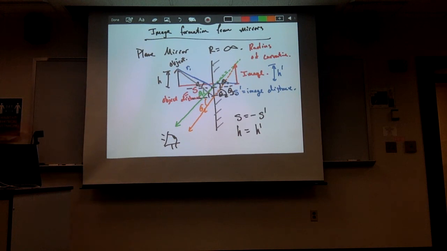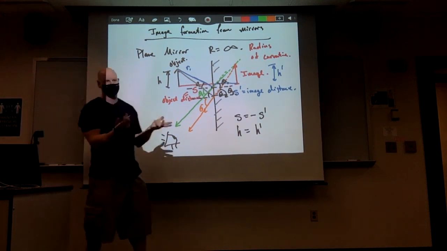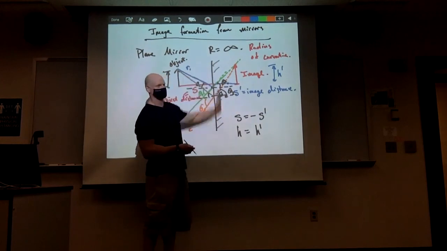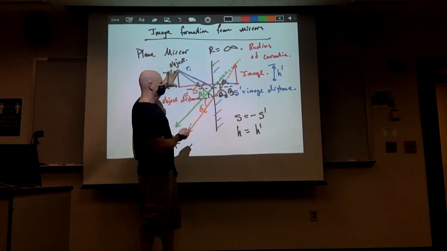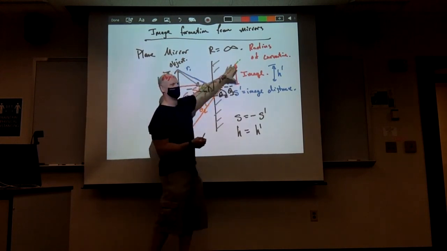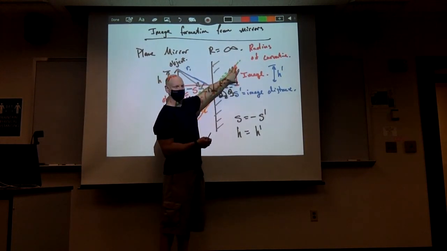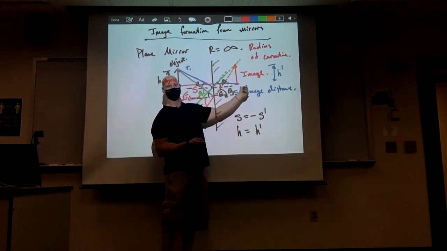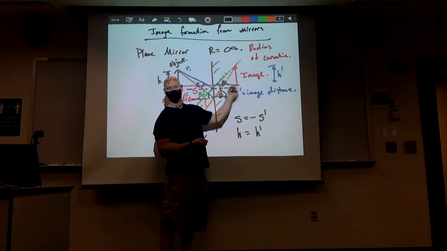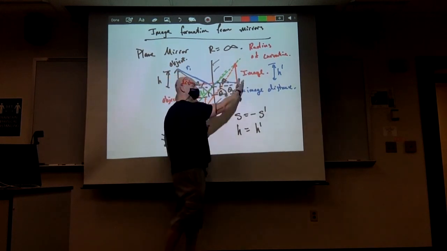So basically what happens with a plane mirror is we get boring things. As long as my radius of curvature is infinite, meaning this thing is simply a plane, the size of the object is exactly equal to the size of the image I see inside of the mirror. And the distance my object is away from the front of the mirror is exactly the same as the distance that the image is away from the front of it. It's just on the back side.